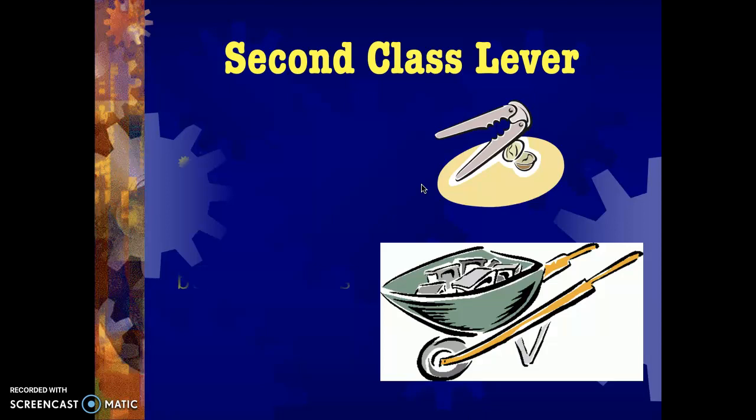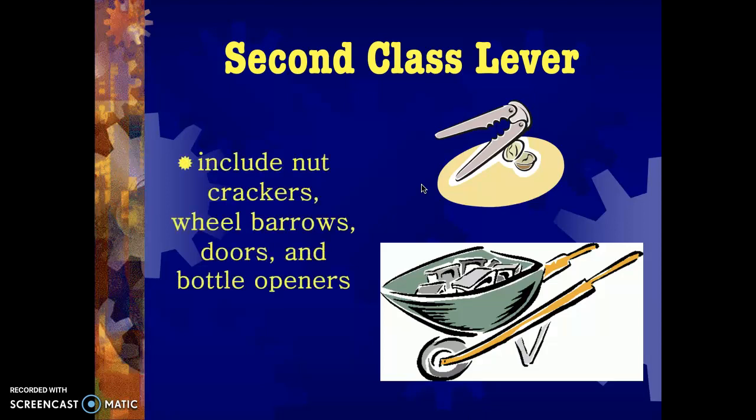Examples of these, and a couple of them were mentioned in your previous problems. We have nutcrackers, wheelbarrows, doors on their hinges actually work this way, and bottle openers work this way. They are second class levers.